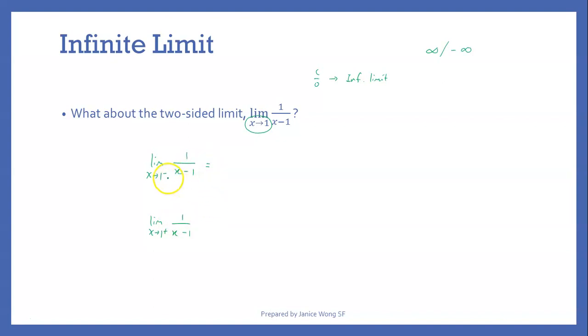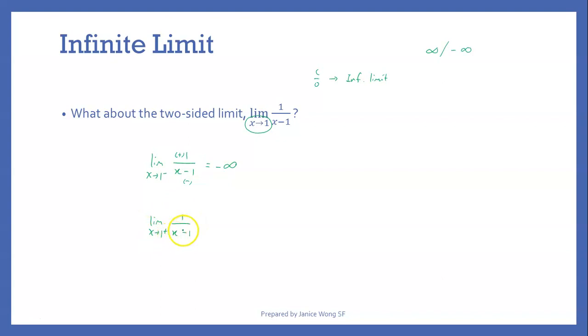So for the first case, 1 negative, 1 over 1 minus 1, 1 over 0 case. For a one-sided limit, infinity or negative infinity. Next, check the sign. 1 negative means slightly less than 1. 0.9 minus 1 is a negative value. On top is positive. Positive over negative, this is negative infinity.